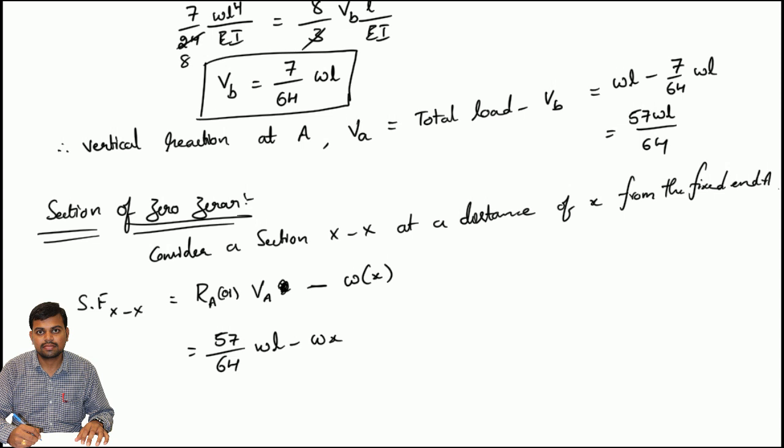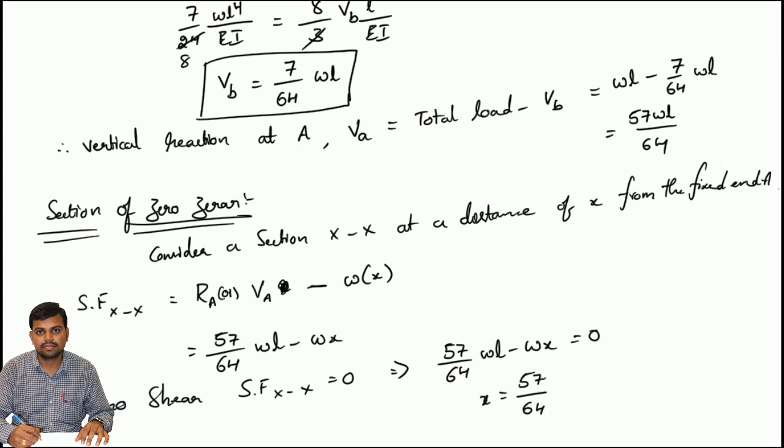For zero shear, the shear force at XX equals 0. That implies 57 by 64 WL minus Wx equals 0. If you solve it, you will get x equal to 57 by 64 L.